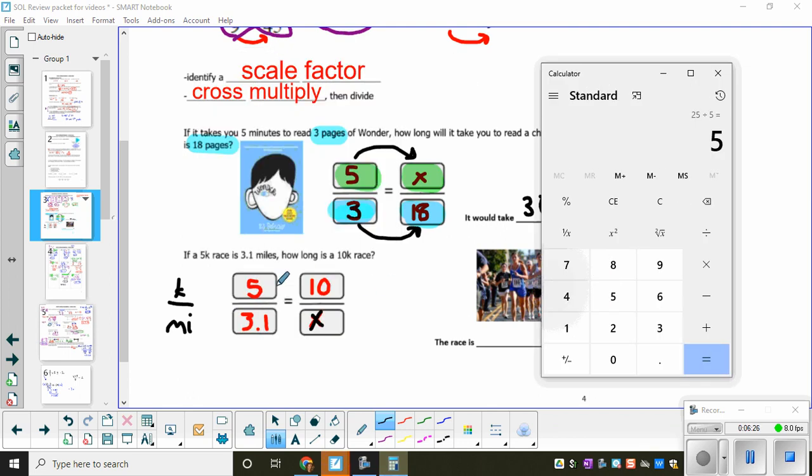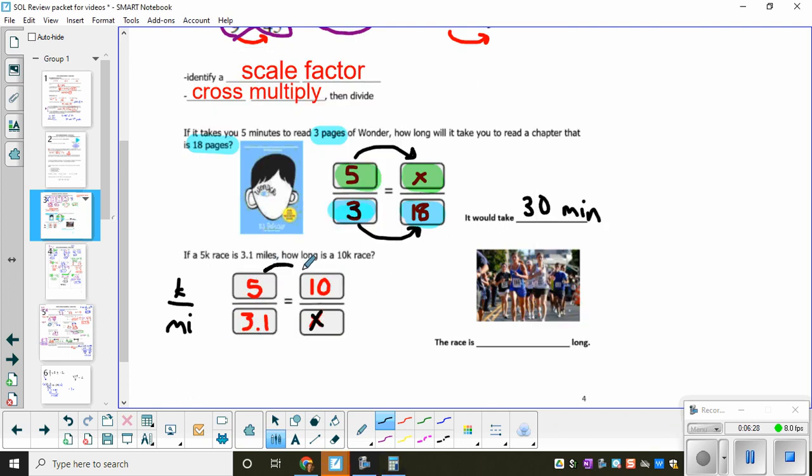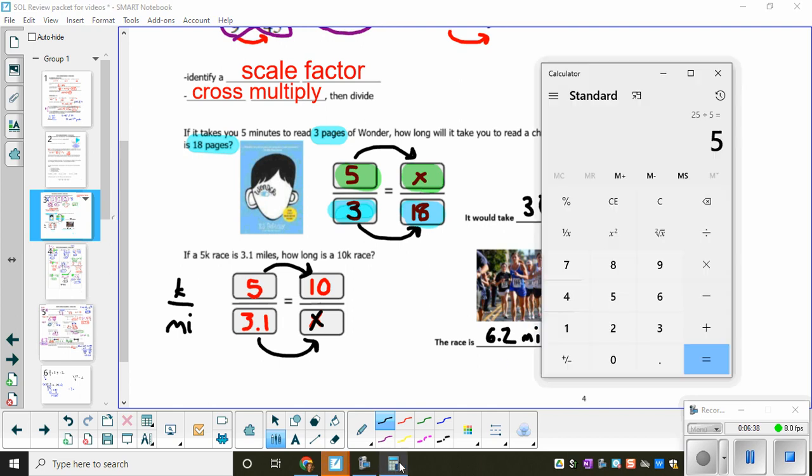But we already reviewed how to solve this. So here we could either just catch the scale factor. So 5 times 2 is 10. Therefore, 3.1 times 2 would be 6.2 miles. But again, cross multiplying and dividing will work. We've got 10 times the 3.1. And now we'll divide that by the 5 and we get 6.2 miles.